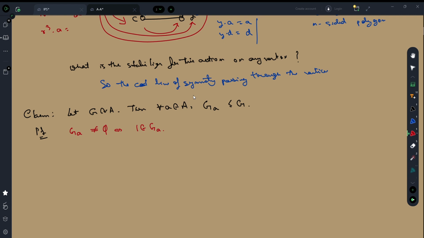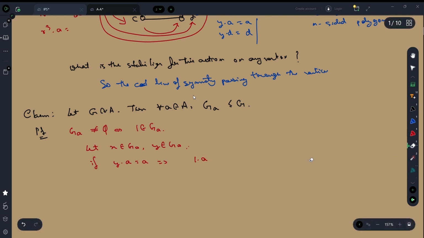What more can we say? Let's choose two elements from G of a. We will obviously use the subgroup criteria. So let x be in G of a, y be in G of a. We need to show that x y inverse is in G of a. Observe that if y dot a is a, then what can we say about the inverse of y? Let me rephrase this in this manner. It will be better to understand.